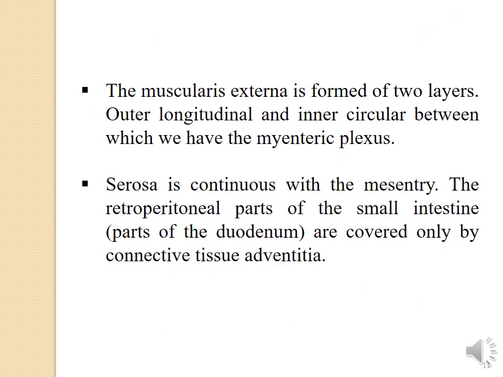The muscularis externa is formed of only two layers, an outer longitudinal and an inner circular layer, between which we have, of course, the myenteric plexus. The outermost layer of the small intestine could be either a serosa or an adventitia. If the organ is intraperitoneal, covered by peritoneum, the outer layer is serosa, formed of connective tissue and epithelium, and this serosa is continuous with the mesentery.